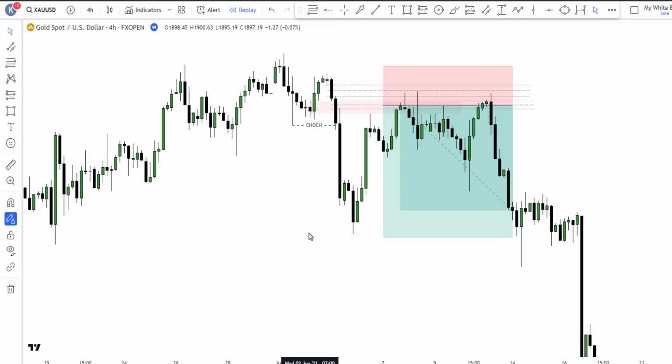So it must be at the premium. And then secondly, if it has confluence, it becomes more powerful. Then you can use the lower time frame to get an entry. I just gave you a short explanation, guys.